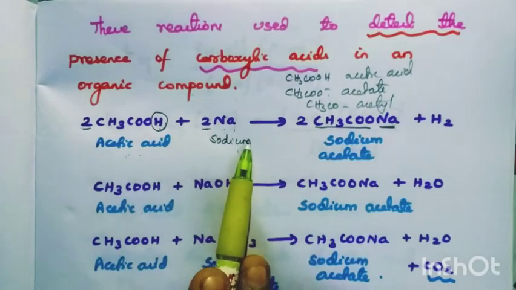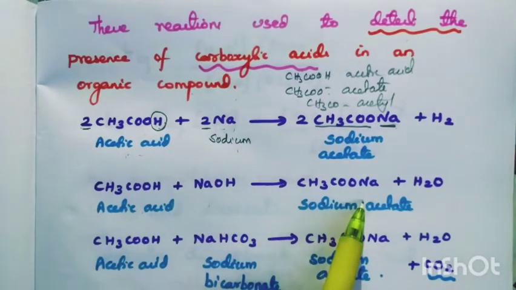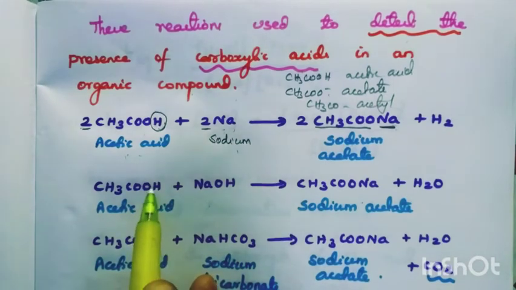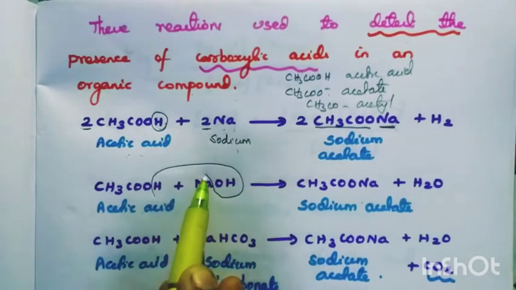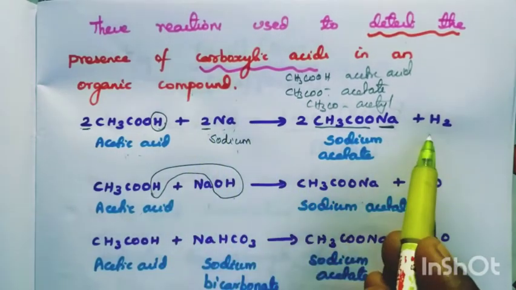Not only with electropositive metals, but also with sodium hydroxide, it has a tendency to form a salt. How does it form salt? H2O goes out. With a base, H2O goes out; with a metal, it liberates hydrogen.